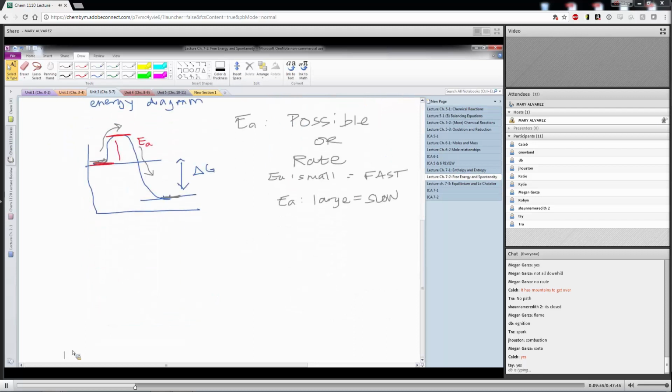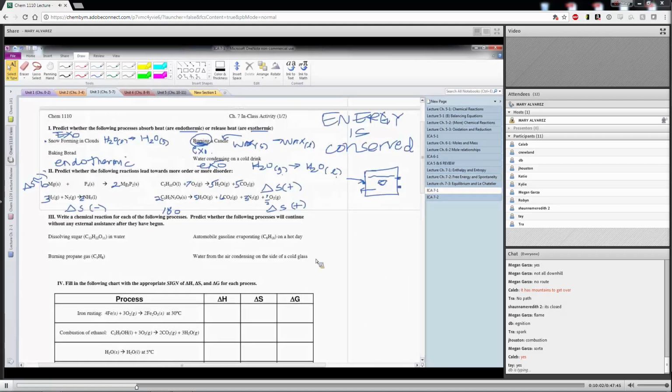We'll talk about one more thing. Actually, hang on a second. Let's go over here. Section 3 is looking just at delta G. So write a chemical reaction for any of the processes that are given, and then you tell me whether it's spontaneous. And here's how I define spontaneous: if it continues without any external assistance after it's begun. In other words, I give it that teeny bit of activation energy and then it just does it all itself.